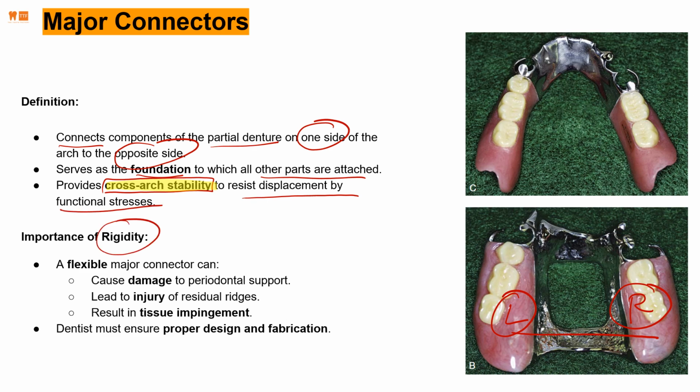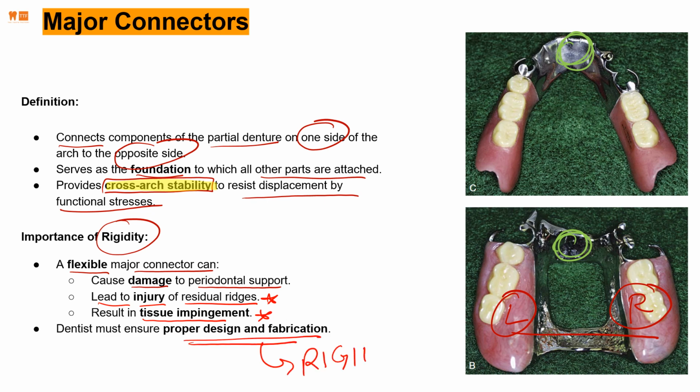So why does it need to be rigid? Well, imagine a flexible major connector can cause damage to the periodontal support. Imagine if this component right here or this component right here was flexible. Could you imagine how much pressure it would put on the tissues that it touches? Well, it leads to injuries on residual ridges. And we can't have that, because that will affect the retention of the denture eventually. And then, of course, if there's residual ridge loss, it will lose the retention of the denture base. It results in tissue impingement if it is flexible. And a dentist must ensure a proper design and fabrication, which includes its rigidity.